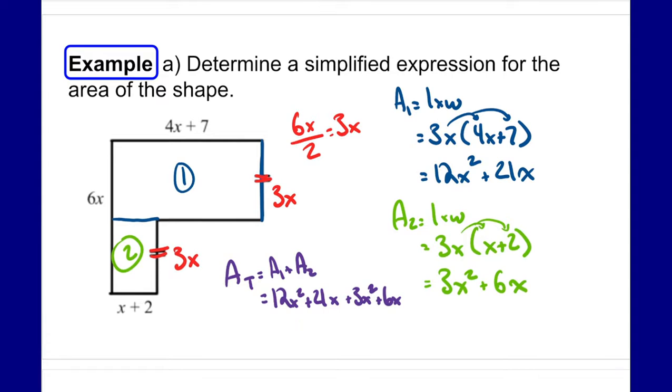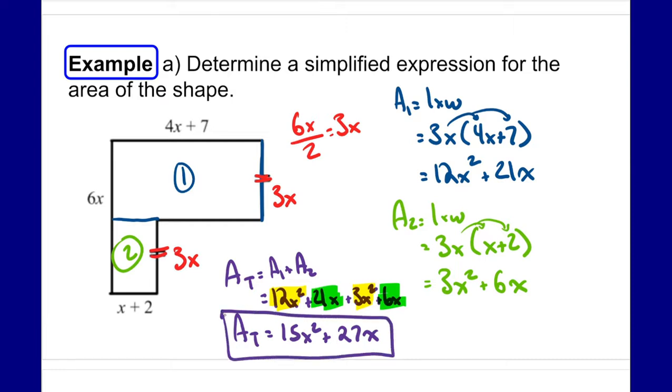I have like terms I can collect: the 12x squared and the 3x squared, the 21x and the 6x. So when I collect the like terms, I get 15x squared plus 27x. So that is the total area of the entire shape. That is the simplified expression for the total area, and our final answer for part A.